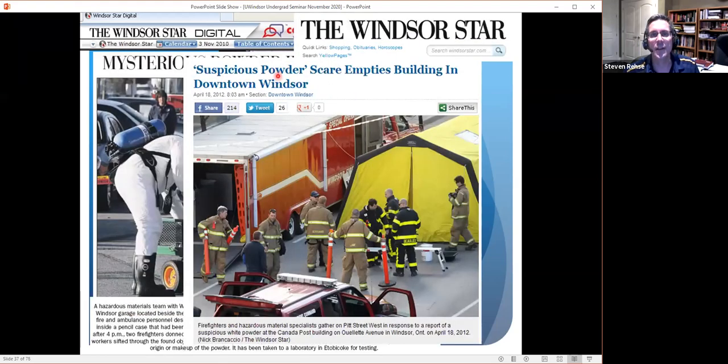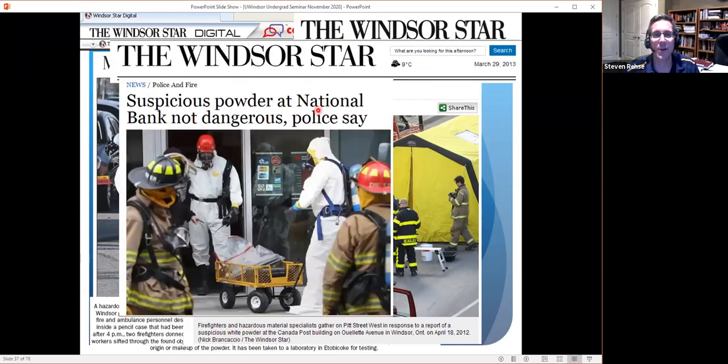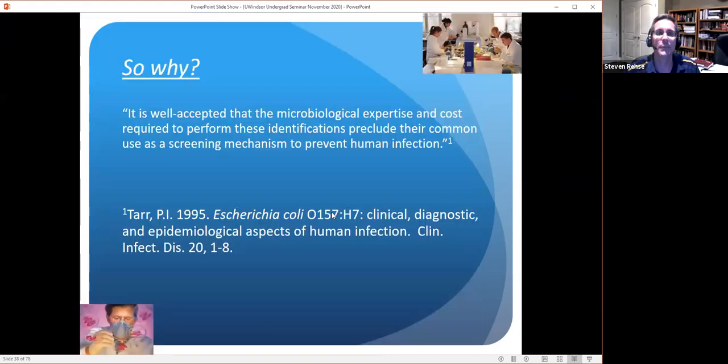Here's another event. Suspicious powder scare empties building. Again, here are your firefighters. Here's 2012. Suspicious white powder, Canada Post. Everybody evacuate. Everybody shut down. How much does this cost? $100,000, maybe $50,000. Here's another event. Suspicious powder at National Bank. Not dangerous, but here are these guys in their ubiquitous white coats. Again, suspicious white powder. So why do we not have a handheld device that can right on the scene tell them what this stuff is? We don't have it yet. That's kind of what I'm trying to work on.